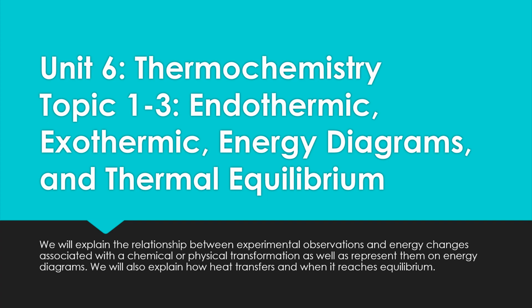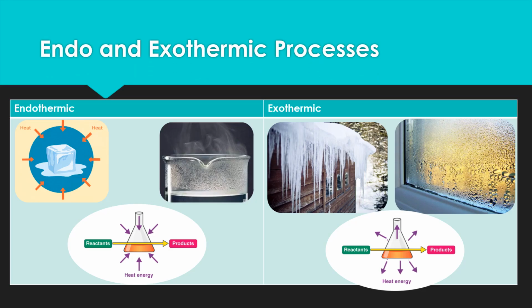So we will explain the relationship between experimental observations and energy changes associated with chemical or physical transformations, as well as represent them in energy diagrams. And we'll also explain how heat transfers and when it reaches thermal equilibrium. So let's first start and review endothermic and exothermic processes.